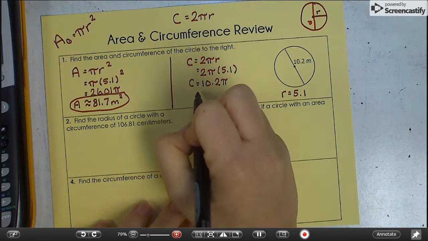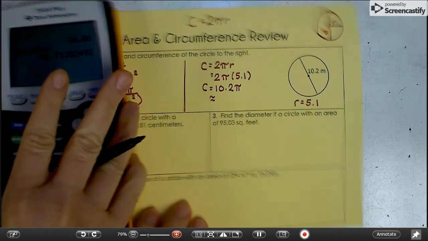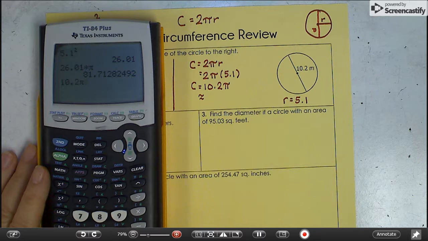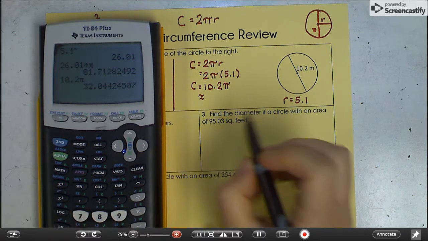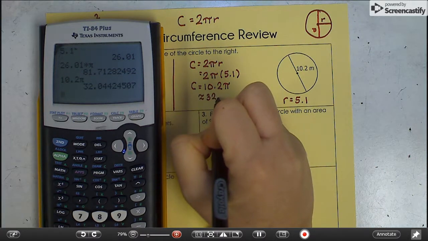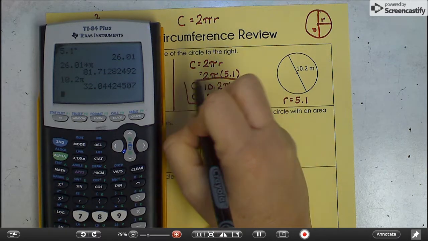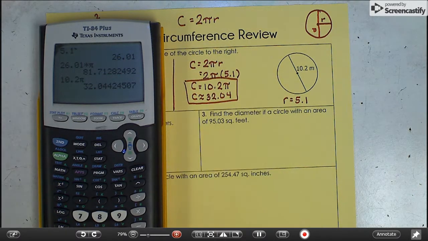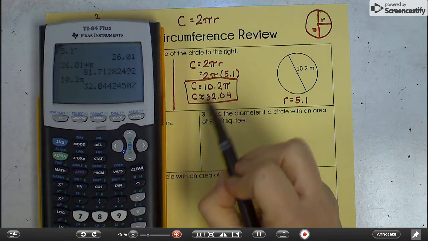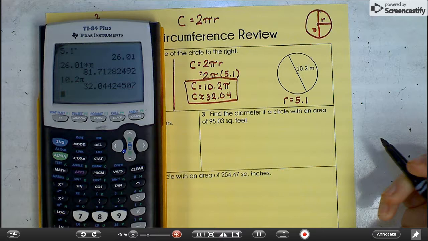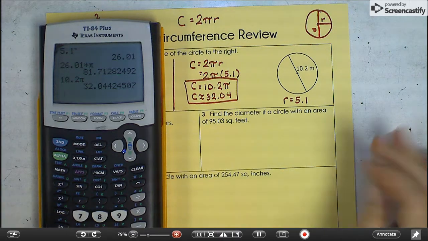We can round it by doing 10.2 times pi. And we get 32.04. So both of these are accurate answers for the circumference of that circle. And you might notice that this is the same as the diameter, and some people say the circumference is diameter times pi. So either way you want to look at it.